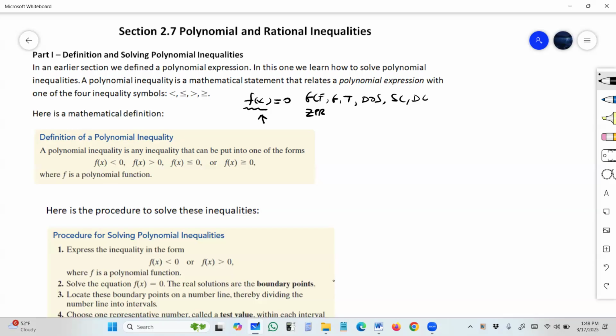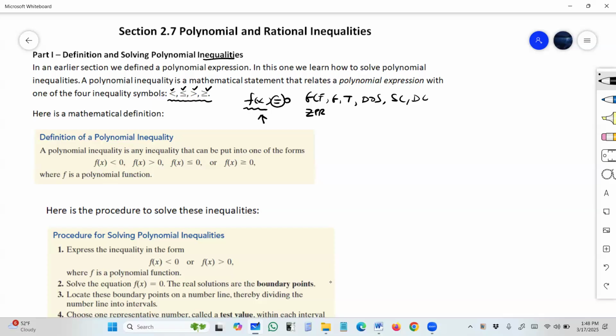Now, for polynomial inequalities, we don't have the equal sign. So we have a polynomial inequality if we have one of these four inequality symbols. Okay, so instead of the equal sign, I have to have a less than sign, less than or equal, greater than, or greater than or equal sign. So if I do have one of these four, then we call it a polynomial inequality.